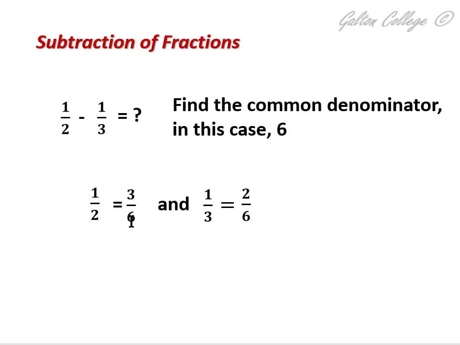So now we've got a half is 3/6 and 1/3 is 2/6. If we subtract 1/3 from a half, what we need now is a common denominator, which would be 6. So we'd have 3 over 6, take away 2 over 6, which is just 1 over 6. In other words, a half minus 1/3 is 1 over 6.